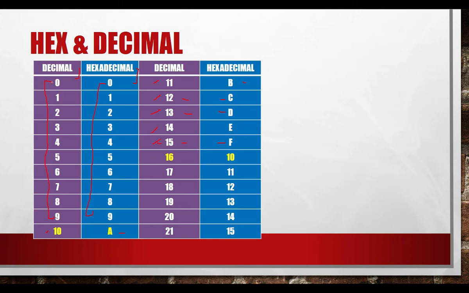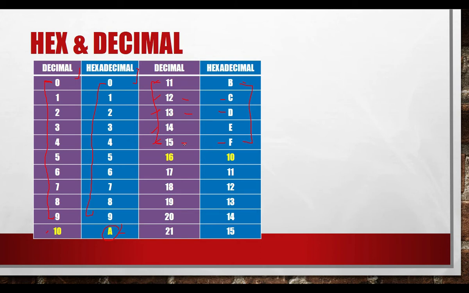Okay, again, let's review. The first 10 numbers in decimal are also numbers in hexadecimal. But after that, the succeeding numbers starting from 10 down to 15 are in the form of letters, starting from A up to F, which in this case, F represents 15 in decimal. So 10 numbers plus 6 numbers equals 16. That is why hexadecimal has a base number of 16.